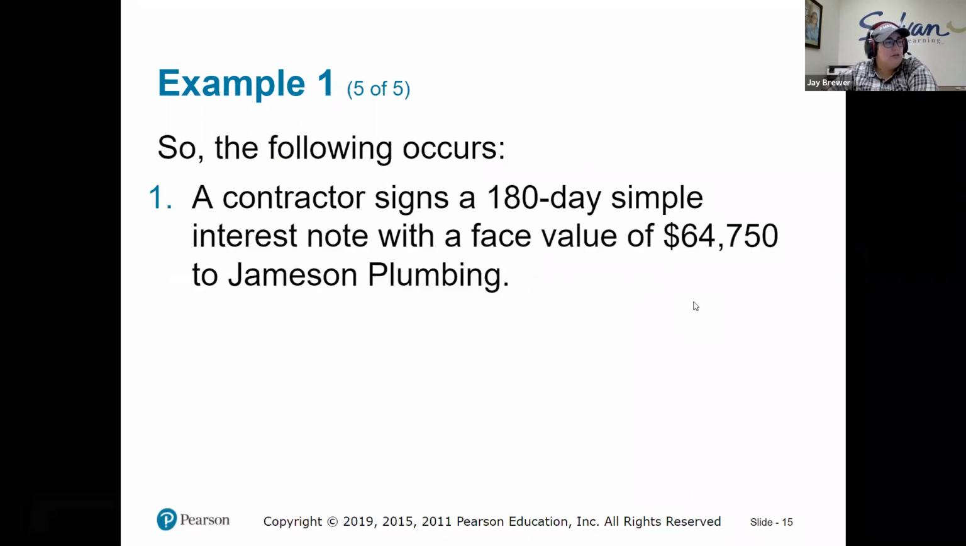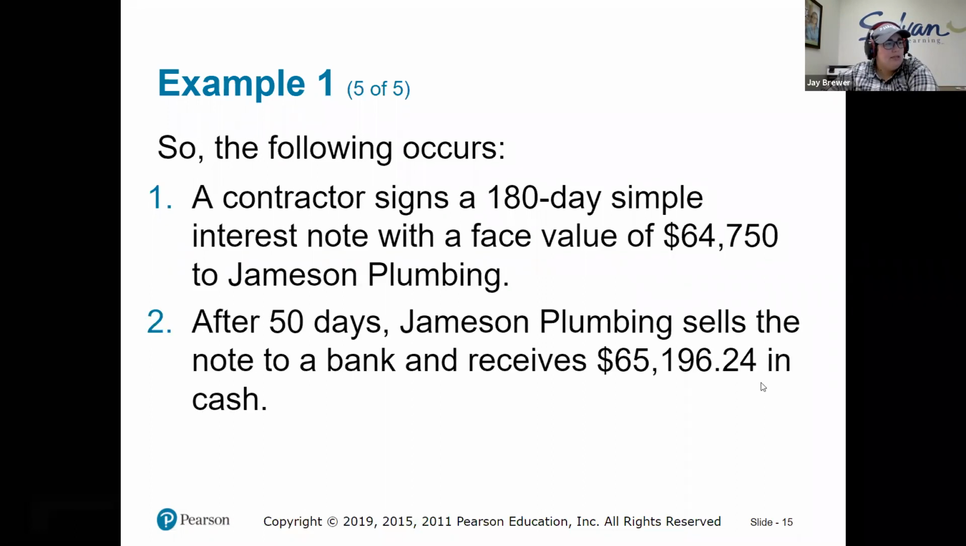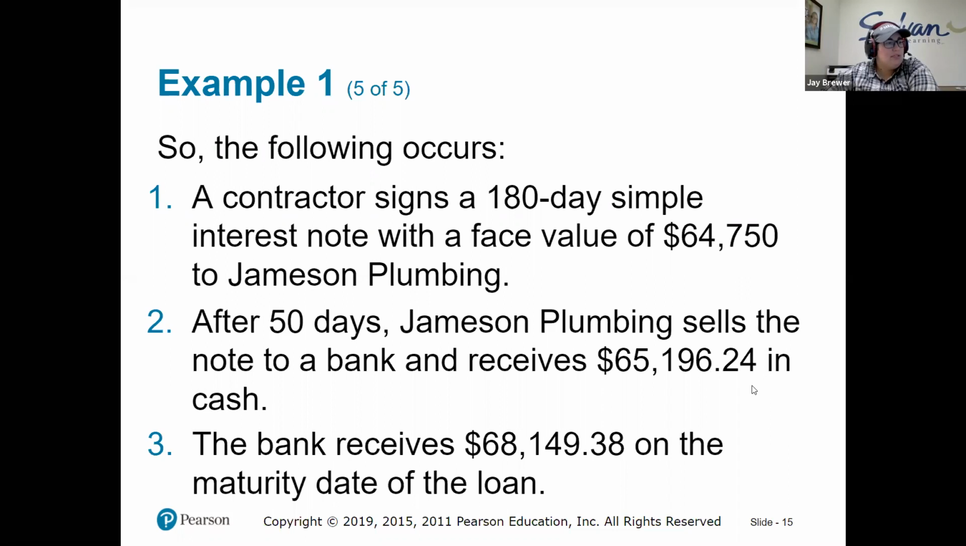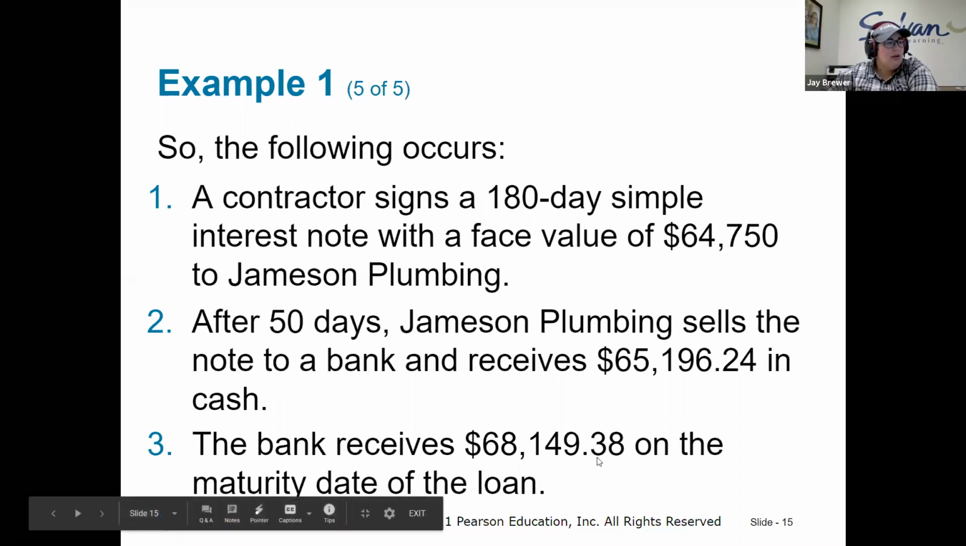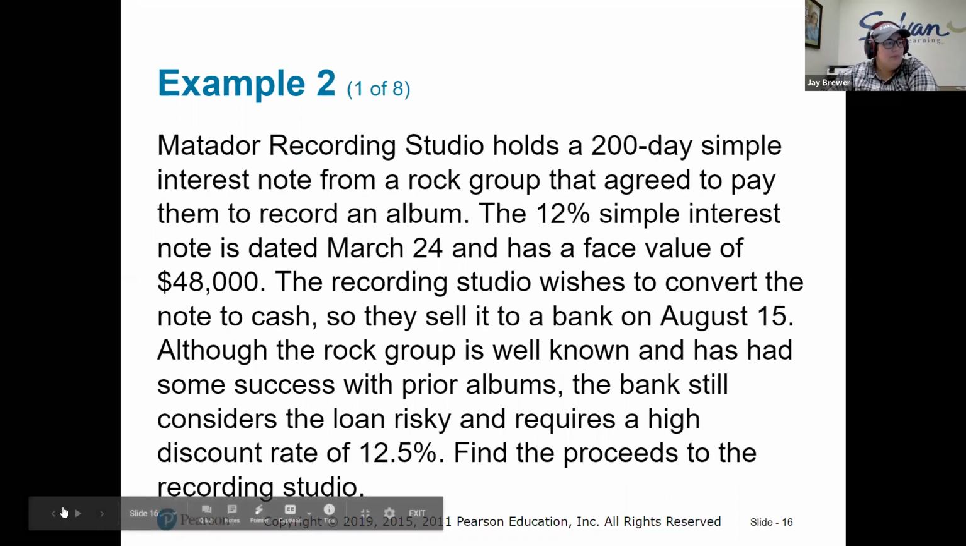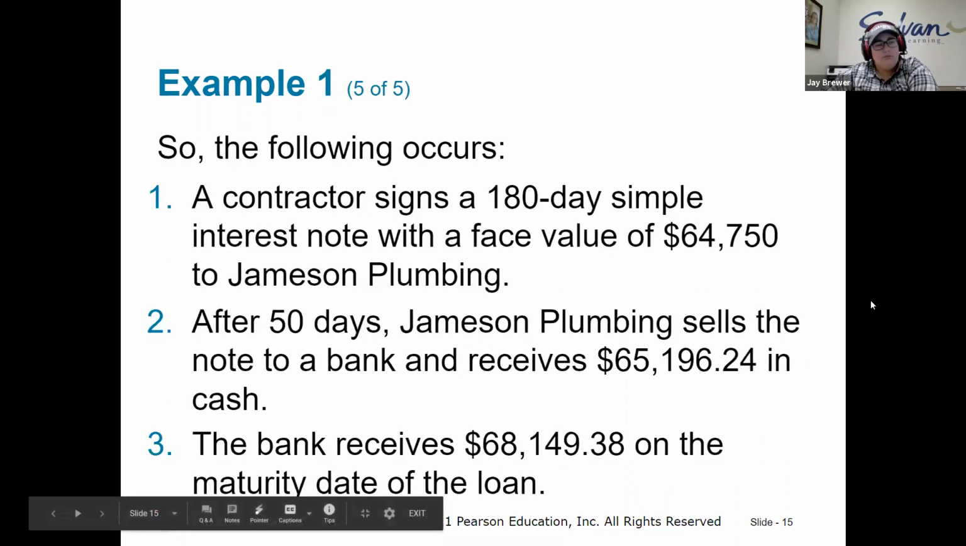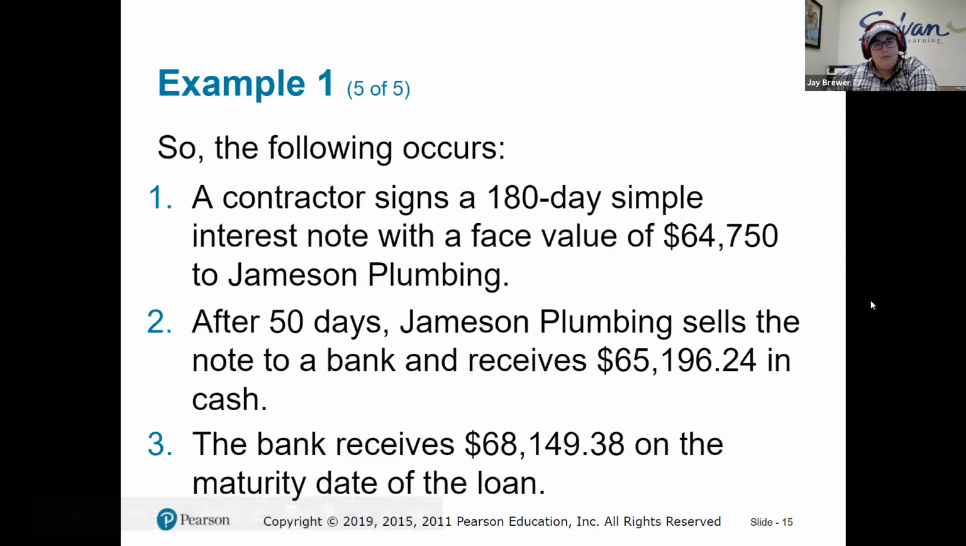So the following occurs. A contractor signs a 180-day simple interest note with a face value to the plumbing company. After 50 days, the plumbing company sells the note to the bank and receives the following in cash. The bank receives the $68,149.38 on the maturity date of the loan. All right. Is that good for everybody? Are we cool? Okay.